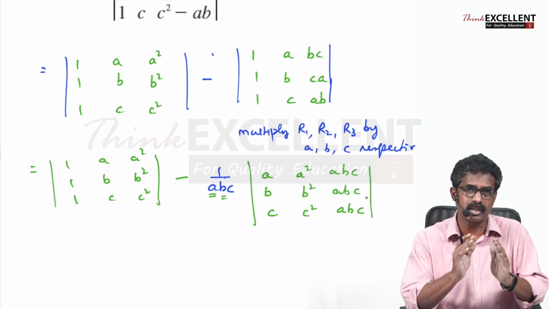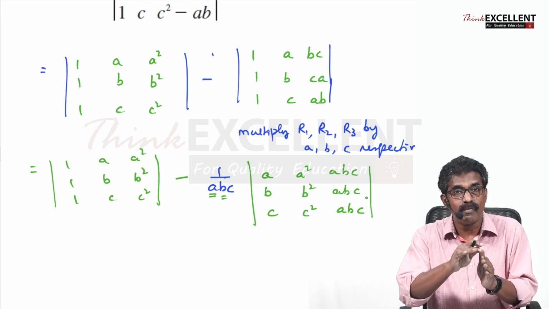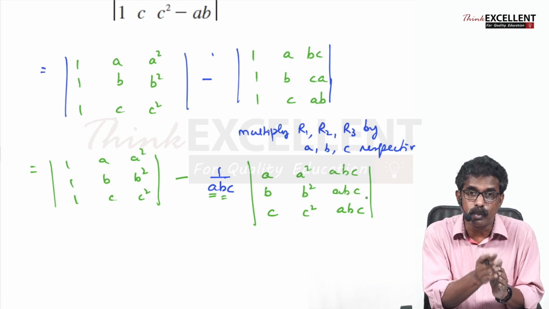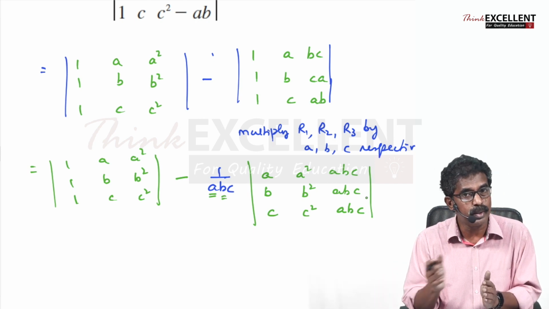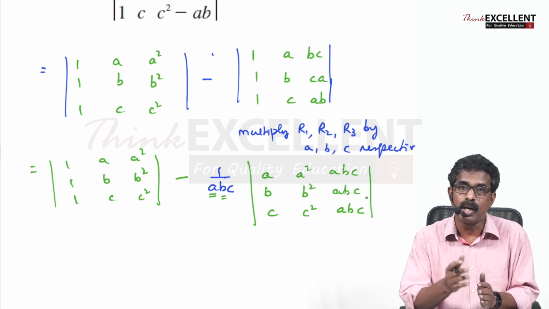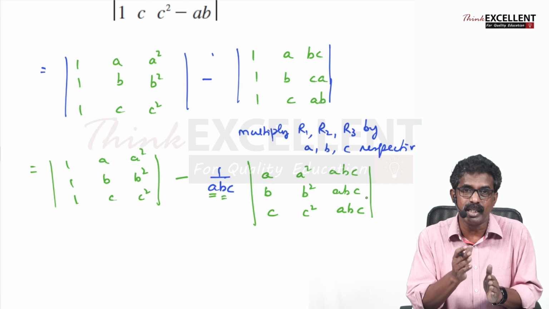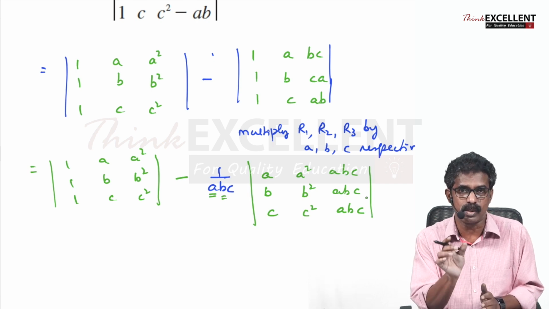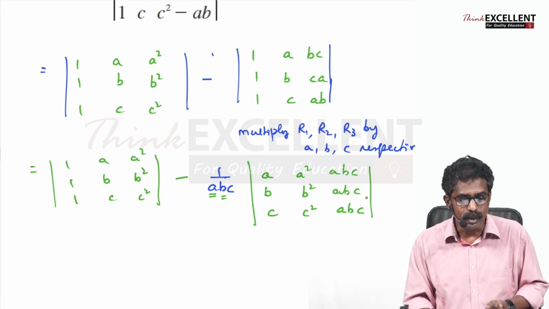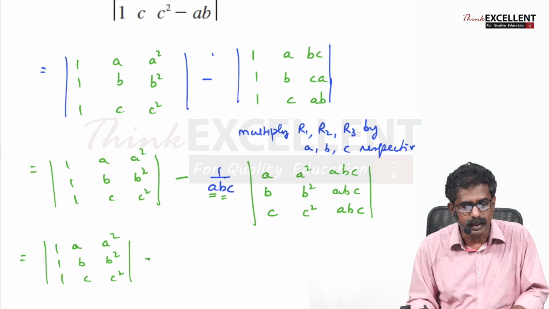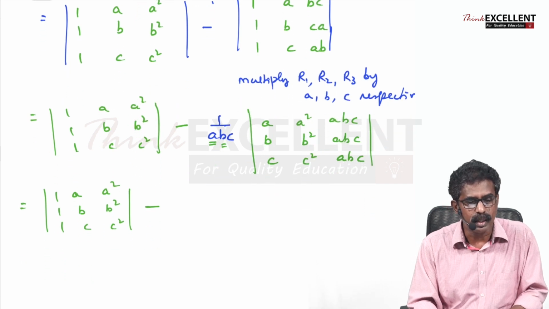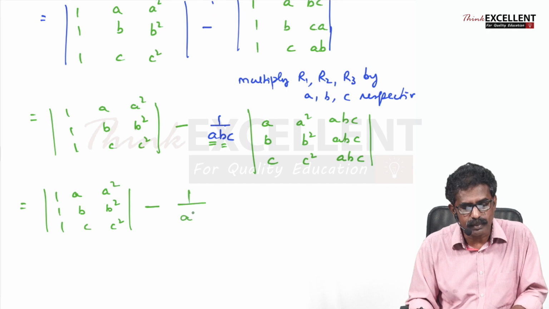First determinant, nothing, just we are writing as it is. In the second determinant, first row you multiply by A, so outside you put 1 by A. Second row you multiply by B, so outside you put 1 by B, because if we multiply you have to divide it. Third row you multiply by C, outside you put 1 by C. So all that, 1 by A into 1 by B into 1 by C, we are writing as 1 by ABC. Are you able to understand? And now you see, first one there is no change at all: 1, A, A square; 1, B, B square; 1, C, C square. Minus. In the second one, 1 by ABC already we have.